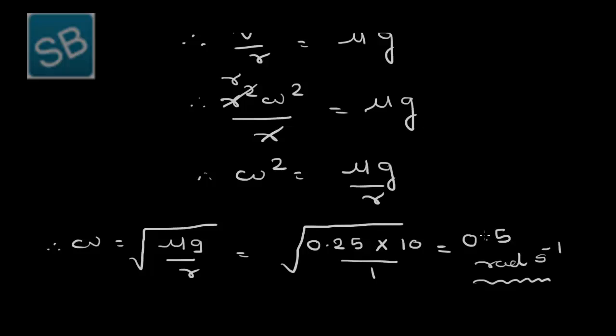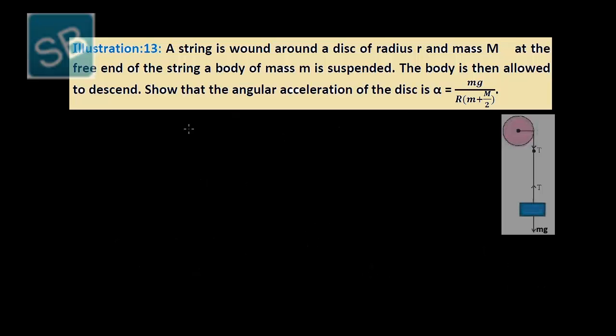Now let's start illustration number 13, which is the last illustration of this chapter. Illustration number 13. A string is wound around a disc of radius r, as you can clearly see from the figure, and it is having mass capital M. And at the free end of the string a body of mass m is suspended. And so it is experiencing the gravitational force mg.